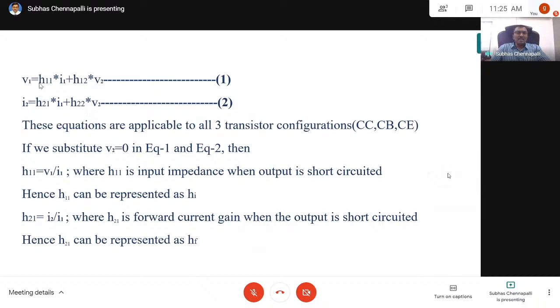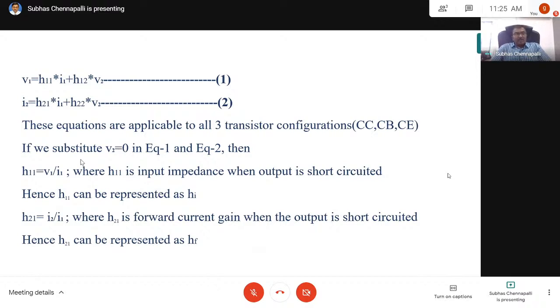Now we define these parameters, which are called hybrid parameters. H11: what I do is V1 by I1 when V2 is equal to 0. That's how I define it. H11 is equal to V1 by I1. V1 by I1, input voltage with current, is something like an impedance, when the output is shorted. H11 is not simply the input impedance, it is the input impedance with the output short circuited. If you say H11 is the input impedance, it is meaningless.